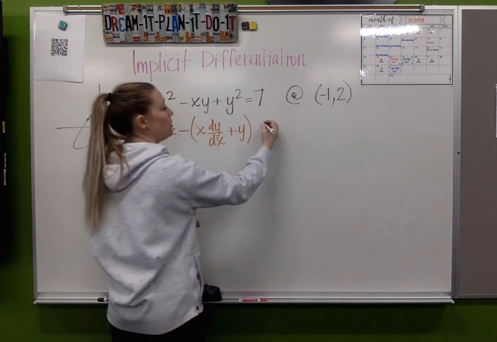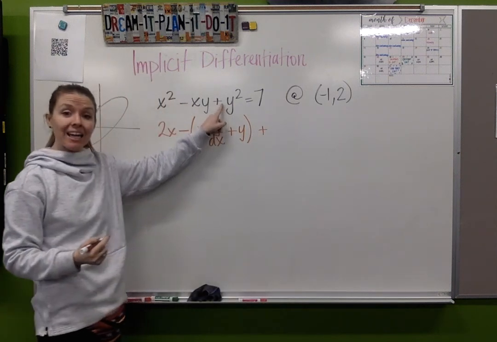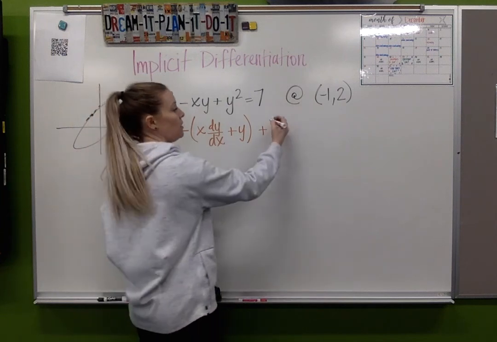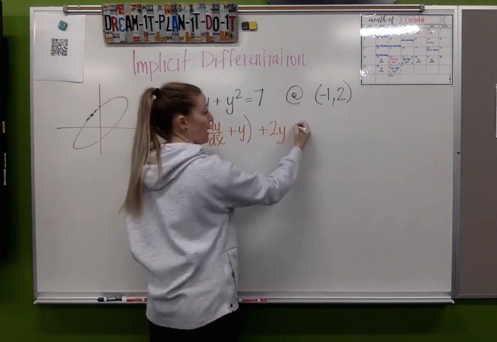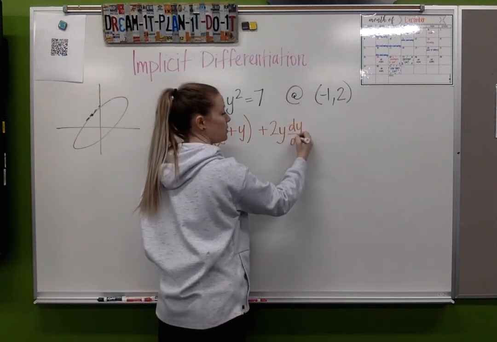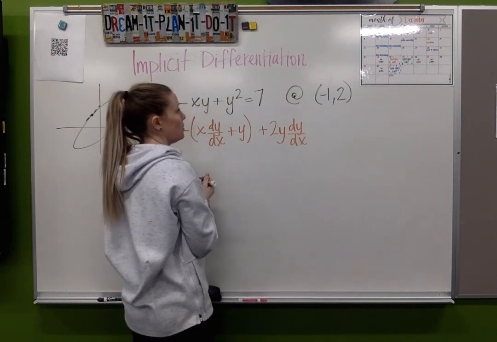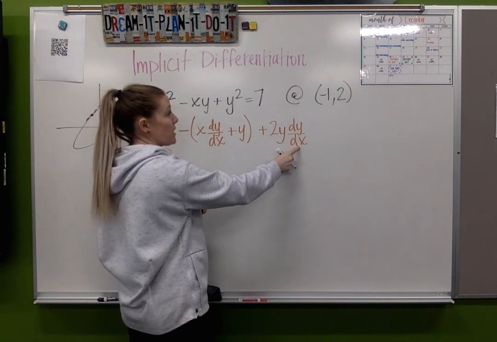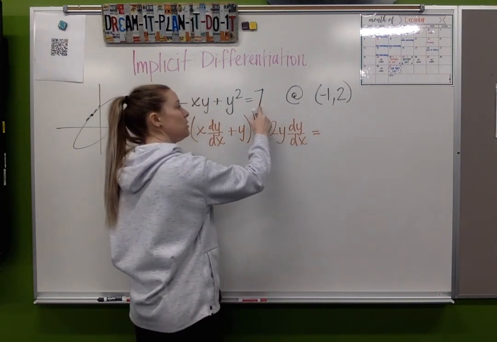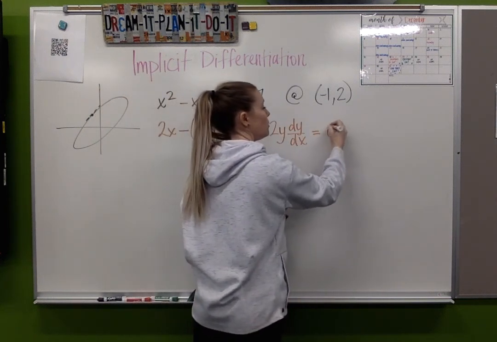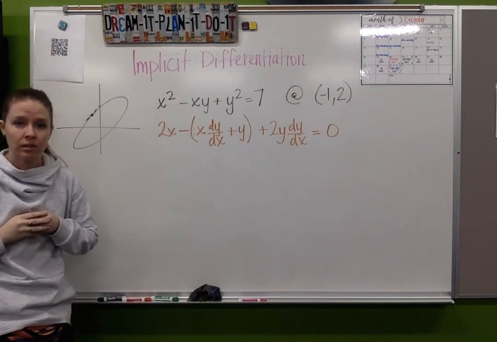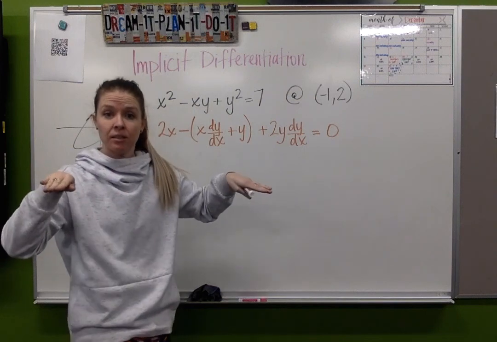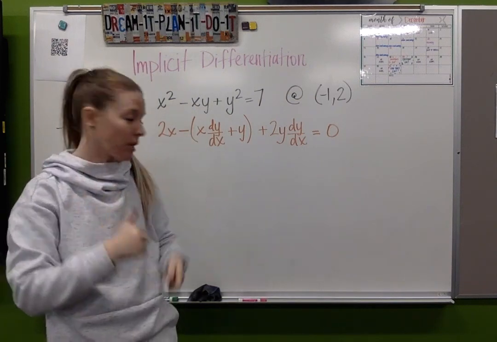Sweet. Plus, we have a second y. So when we take the derivative of our y squared, this is going to become 2y dy/dx. Derivative of y squared is 2y dy/dx equals the derivative of 7, which is 0. Calculus, done. Algebra, here we go.